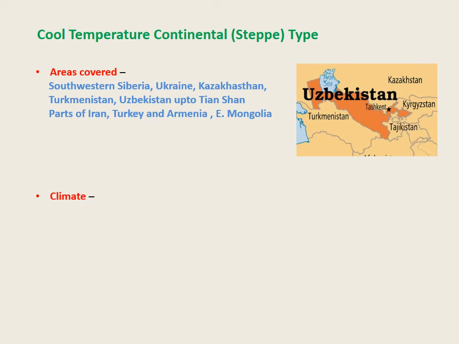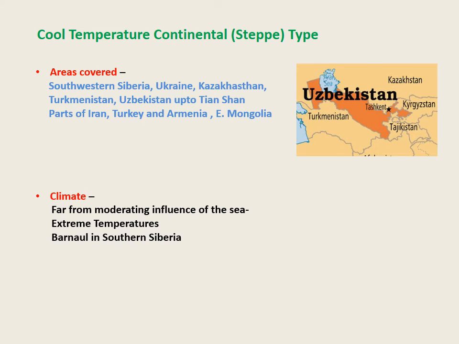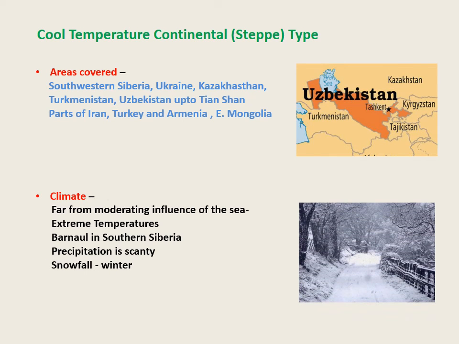Climate. Prevailing in areas that are in the interior of the continent, far from the moderating influence of the sea, this climate type is characterized by extreme temperatures. Summers are hot and dry, while winters are severely cold and dry. For example, in Barnaul in southern Siberia, the temperature rises as high as 24 degrees Celsius in July and falls as low as minus 19 degrees Celsius in January. Precipitation is scanty and occurs in the form of rainfall during the summer and snowfall during the winter.